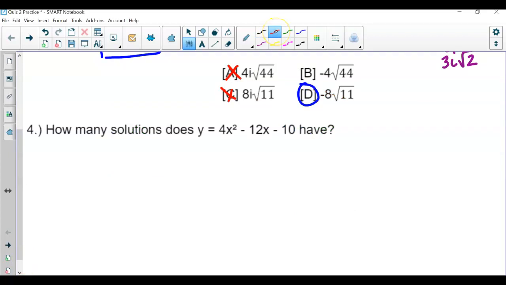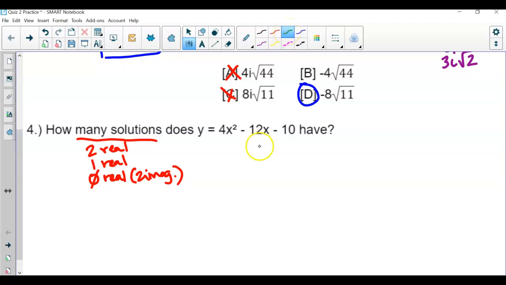With the next question, notice how it's asking for how many solutions. So remember, quadratics could have 2 real solutions, 1 real solution, or no real solution, right? Because remember, that's the same as saying 2 imaginary. And to figure out how many solutions, we would use the discriminant. We would calculate the discriminant, which is just b squared minus 4 times a times c. Then we would identify what is our a, our b, and our c, and substitute.